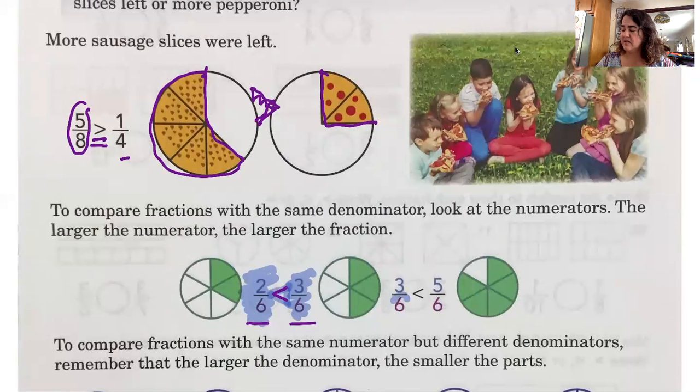Same thing, friends. I have the same denominator on both of these fractions. So I'm looking at 3/6 is less than 5/6. So far, so good?